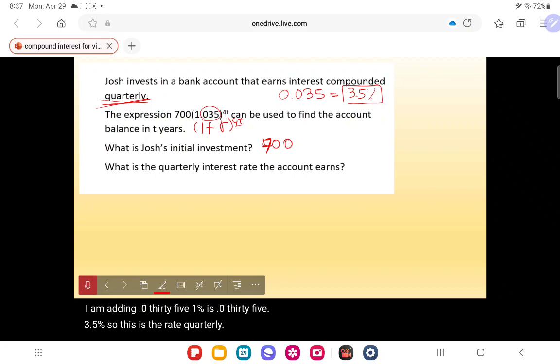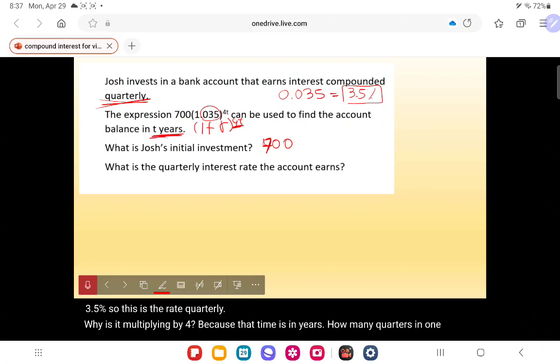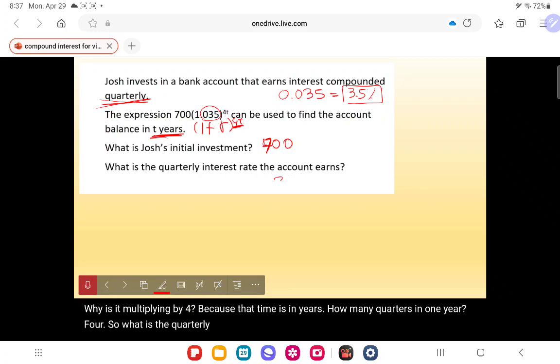Why is it multiplying by 4? Because the time is in years. How many quarters in 1 year? 4. So what is the quarterly interest?